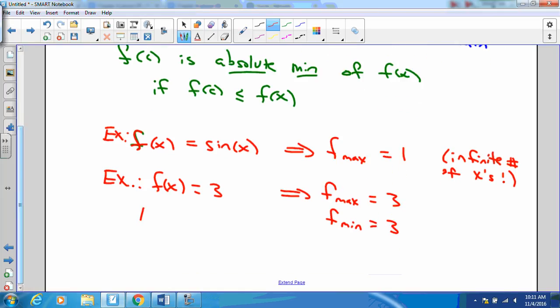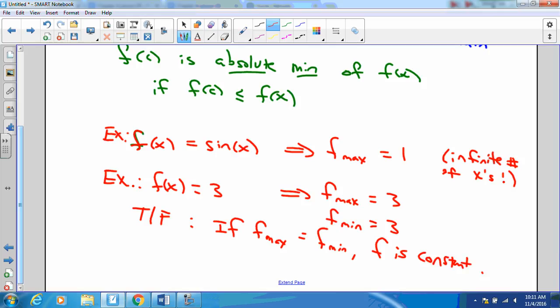Here's the interesting question. True or false? Proof or counterexample. If f max equals f min, then f is constant. And I'll let you come in and tell me on Monday whether or not that's true. Okay?